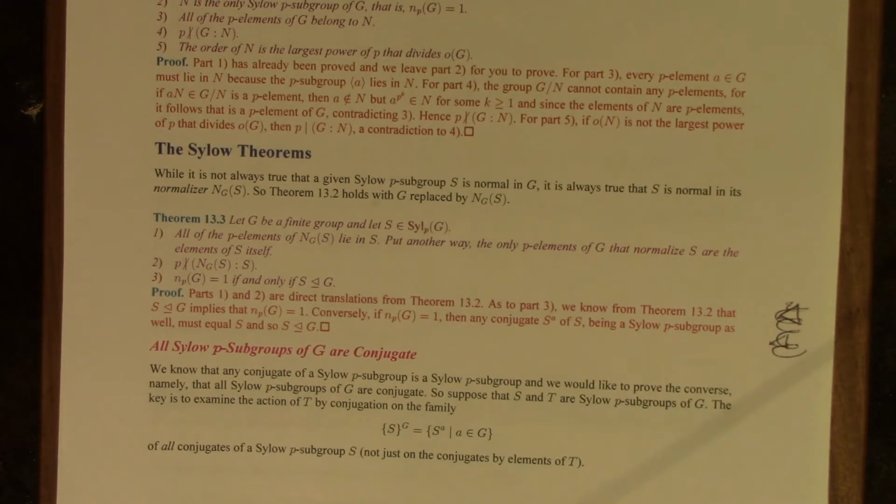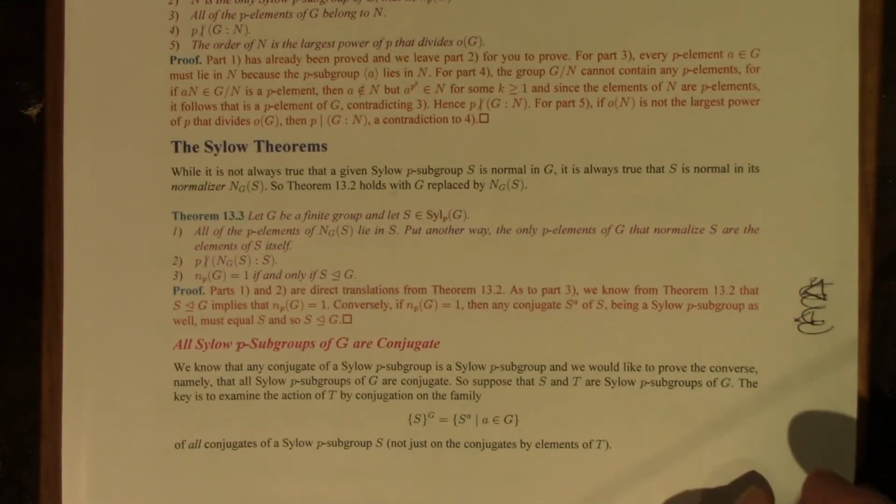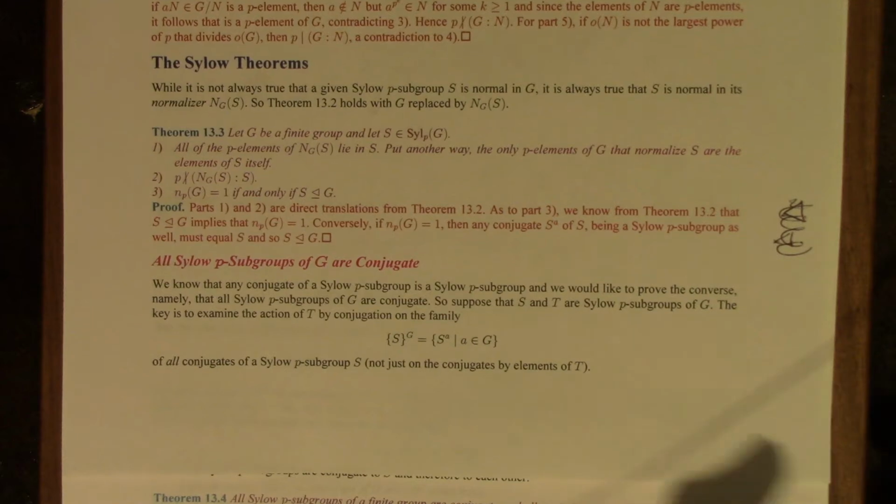Okay. So we are very close, actually, to stating the Sylow theorems. Much of this is part of the Sylow theorems, and in fact I guess some of this would be considered a Sylow theorem. But there is one more matter that we need to deal with, and that is to show that all Sylow p-subgroups are conjugate. This is quite important. We do know that any conjugate of a Sylow p-subgroup is a Sylow p-subgroup. We want the converse.